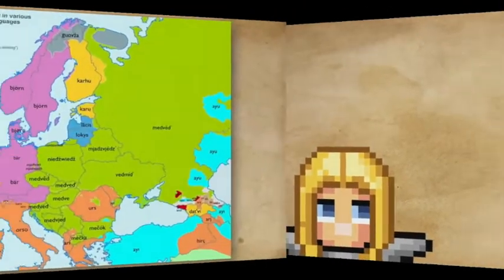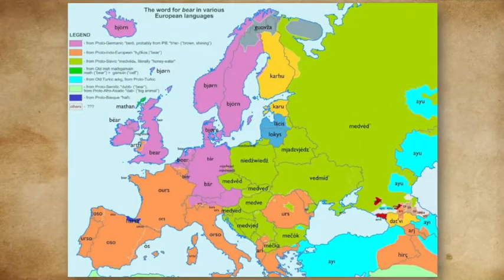Common roots in linguistics refers to language families, which trace their origins to various languages. Most European languages trace their lineage to a theorized language called Proto-Indo-European. From there, it breaks off into more language families. Look at this map of Europe. This modern map shows the word for bear, and each color represents a common root language.